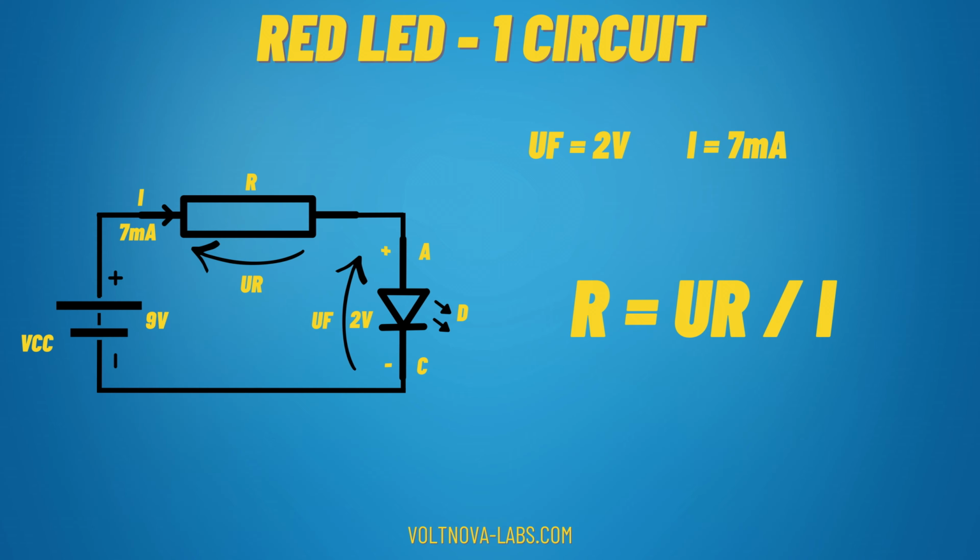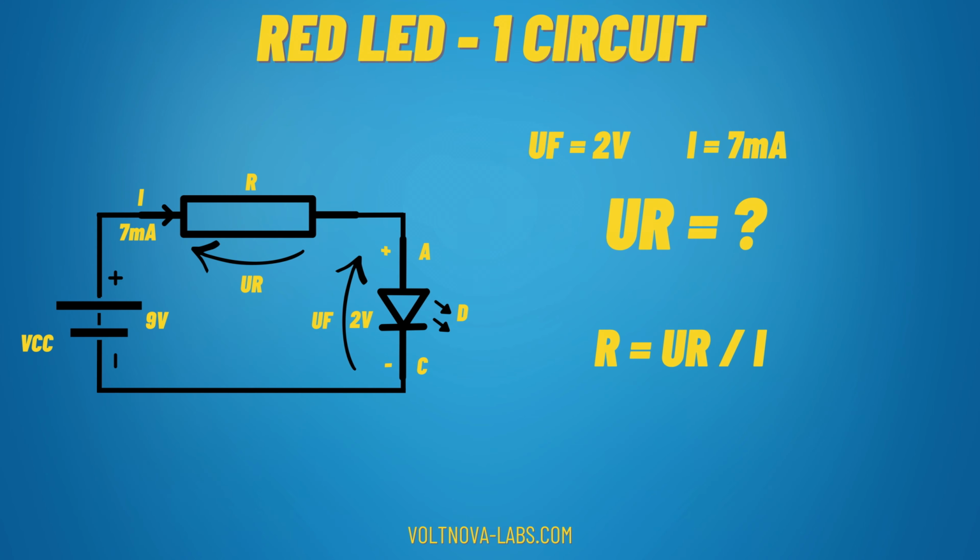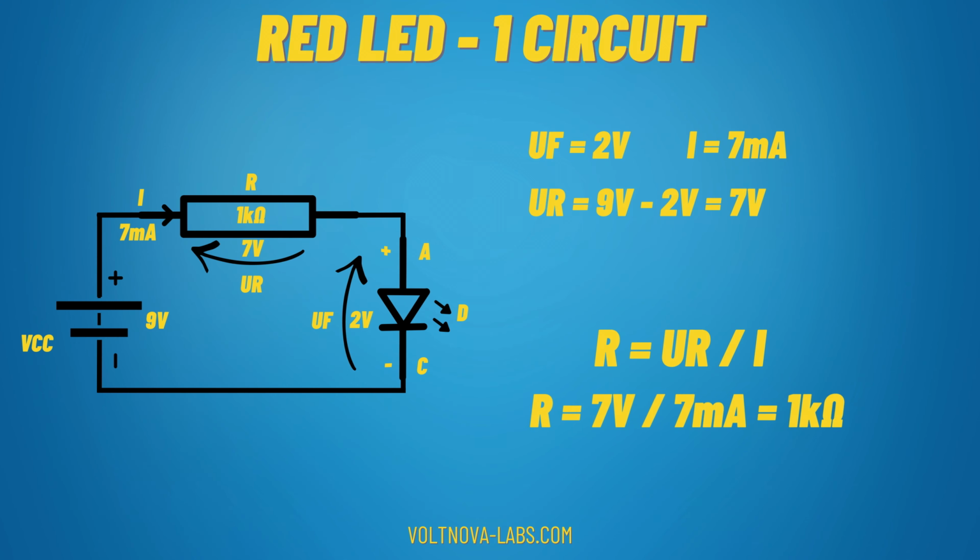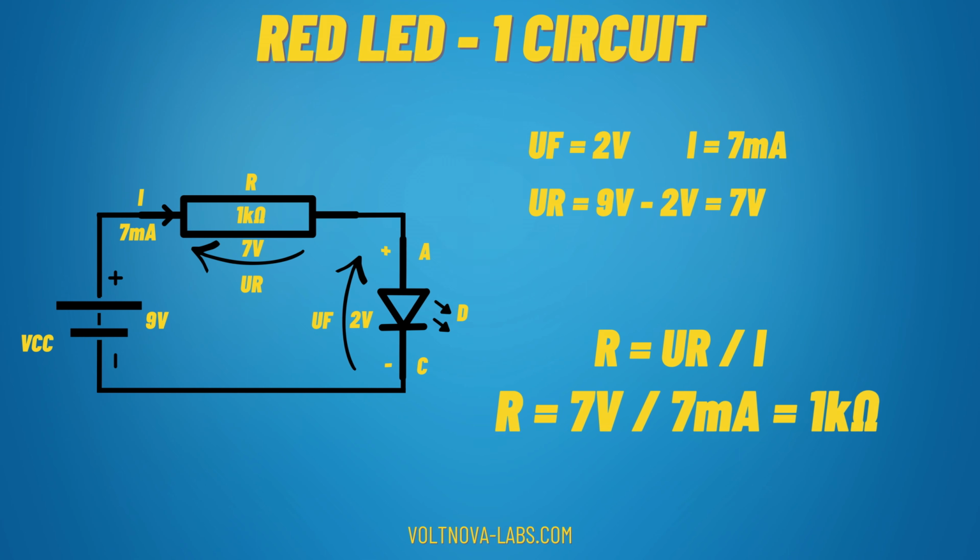We have the current, we still need the voltage drop across the resistor, and we will find this using Kirchhoff's second law. The voltage drop across the LED is 2 volts. So we know from the previous lesson that this voltage from the battery divides between the components. So the voltage drop across the resistor is VCC minus the LED supply voltage. 9 volts minus 2 volts equals 7 volts. 7 volts divided by 7 milliamperes gives us 1k ohm. We have such a resistor in our package, so we know the value of the first one.